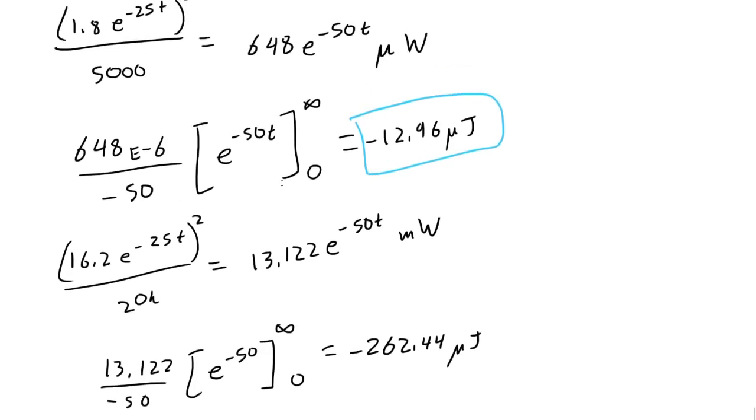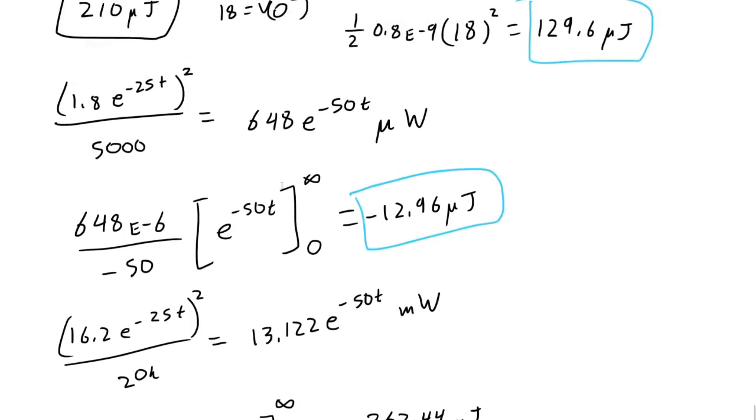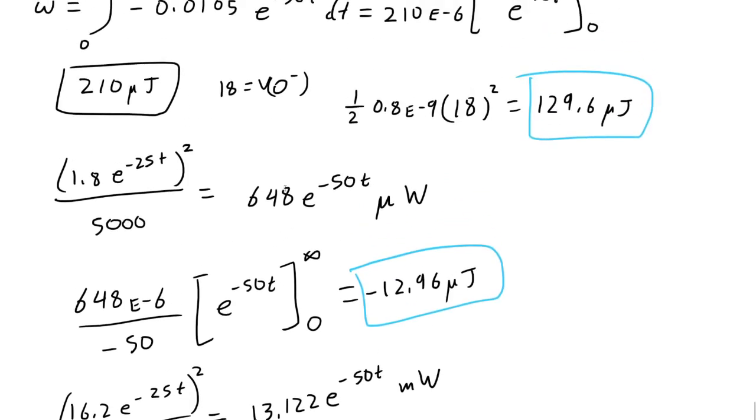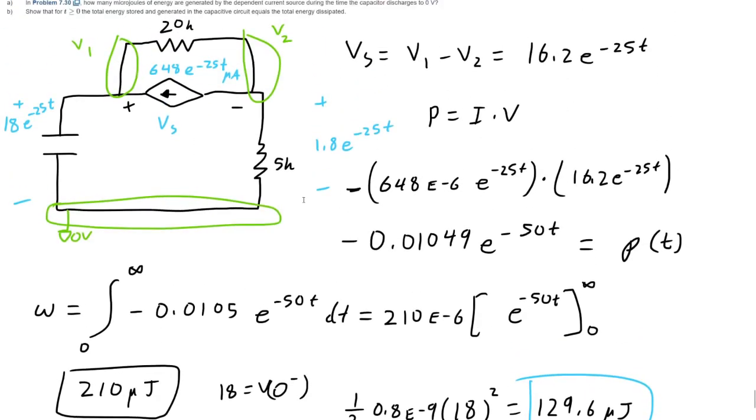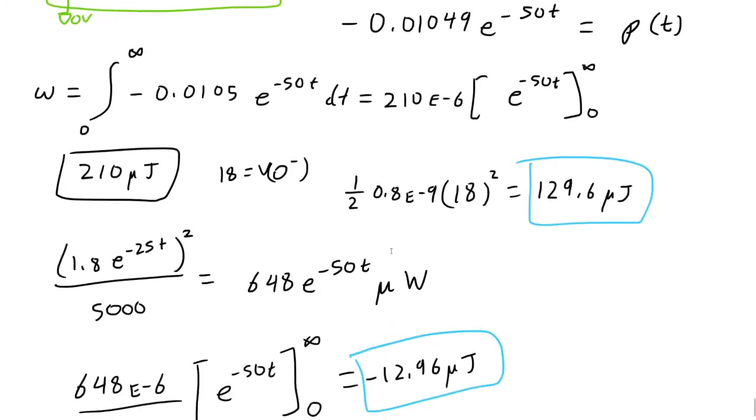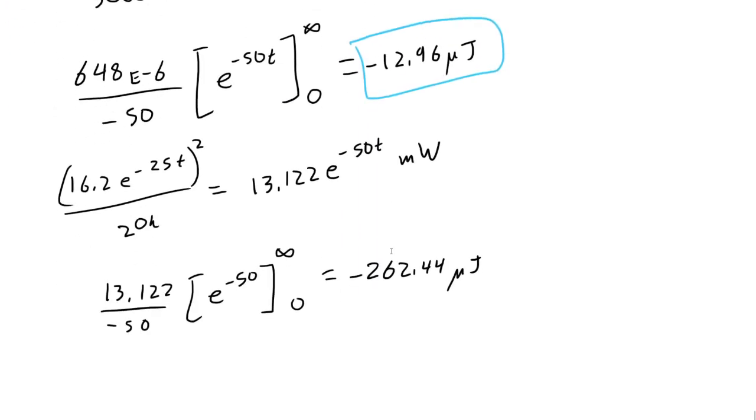Okay, so let's go ahead and add these all up. 262.44 plus 12.96, 275. Now these don't end up equaling 0, I can tell right away. And I don't think I made a mistake in here, so there must be a problem with this question, because there's no other way for these currents and voltages to be physically possible. So I'm not sure what happened with this problem. Sorry guys.